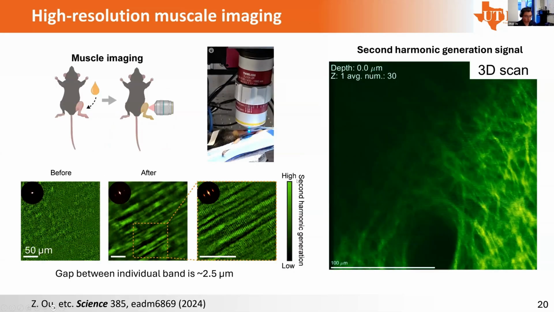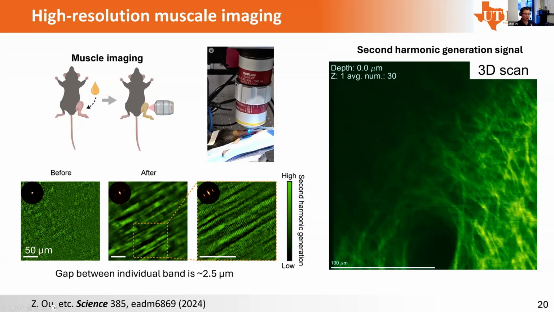So it's a very versatile tool. Another example I'm showing here is that if I'm interested in looking at the muscles in the mouse leg, I can apply this dye and make part of the mouse leg transparent. And this allows me to directly visualize the muscle bands inside the mouse leg. And this is relatively high resolution imaging, because the individual bands are about 2.5 micron.